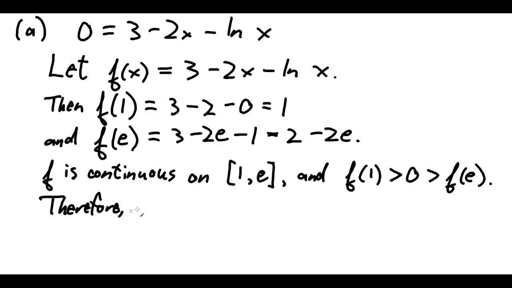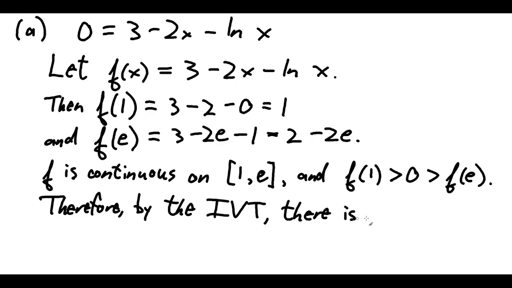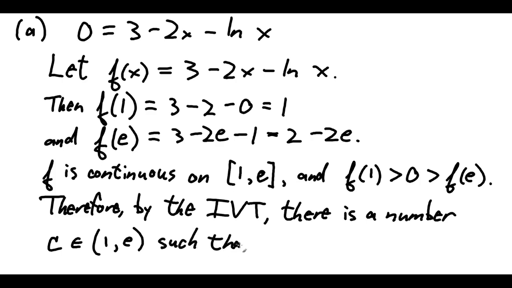Therefore, by the intermediate value theorem, there is a number, and we can call this whatever we want. The IVT calls it C, so let's stick with that. There is a number C within this open interval from 1 to e. So a number C that is strictly between 1 and e, such that f of c equals 0.